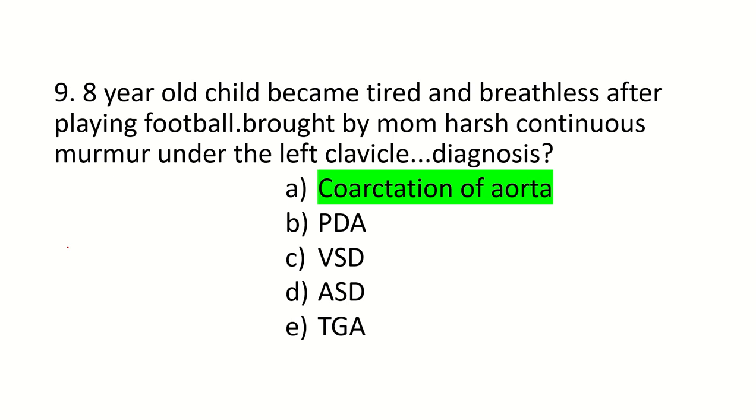So our answer is coarctation of the aorta, because in coarctation of the aorta there is a murmur under the left clavicle, and it is a continuous type of murmur, and it is congenital, because the patient is young.